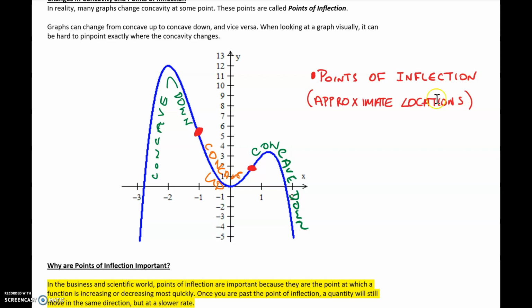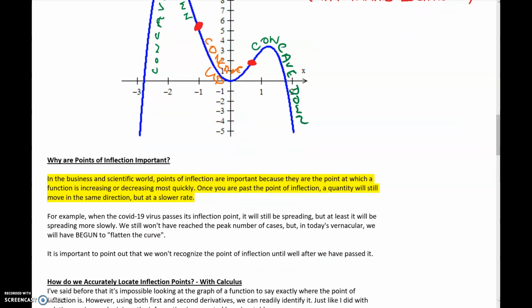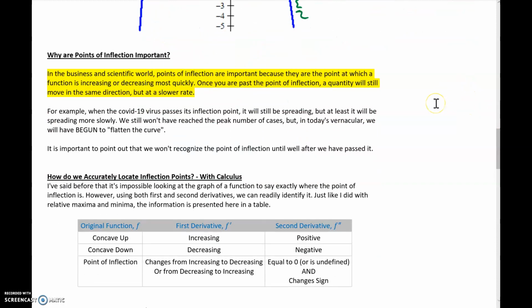Right at the end of that class, we talked about why points of inflection are important. We talked about it in the context of the coronavirus. In real-life situations, whether from a business perspective or a scientific perspective, points of inflection are important because they're the point at which a function is increasing or decreasing most quickly. Once you're past the point of inflection, the quantity will continue to increase or decrease as it was originally, but at a slower rate.